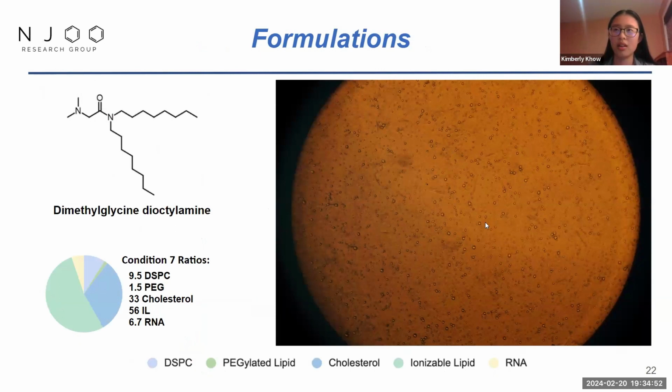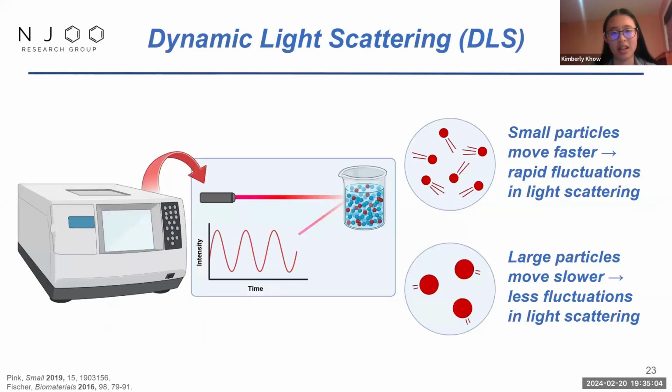However, even though it's nice to see the LNPs and get imaging and qualitative data, what's even better is quantitative data. So for that, we move to the Dynamic Light Scattering Instrument, or DLS. DLS measures the size of our particles, or their diameter, by shining a laser at the solution with our sample, and then measuring the light scattering.